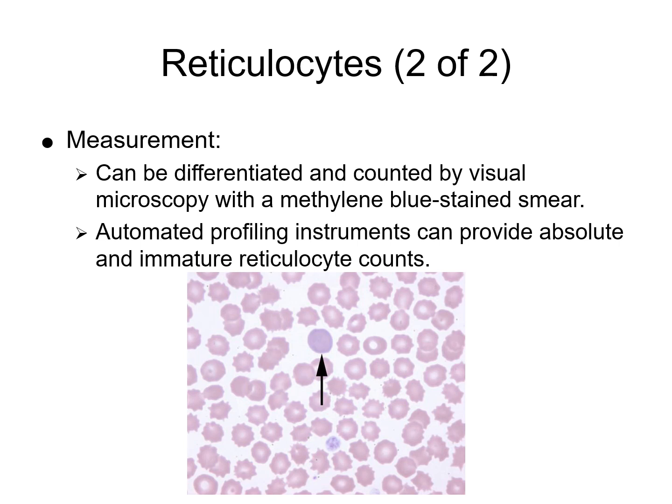Then there's also an automated method. Modern automated hematology analyzers will provide an absolute reticulocyte count, which is the total number of reticulocytes. They will also do an immature reticulocyte count, which gives additional insight into the bone marrow activity and erythropoiesis.